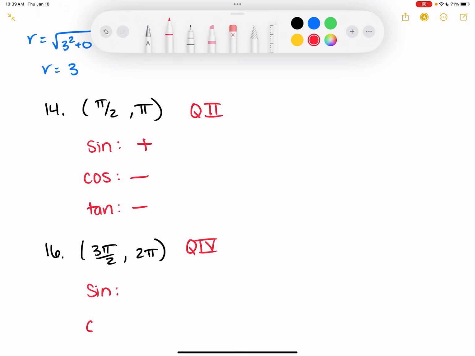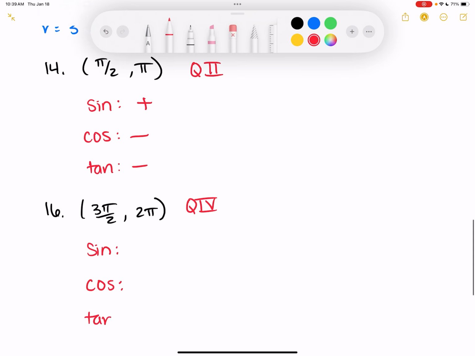So what is sine there? Negative. Cosine is? Positive. Tangent is? Negative. There you go.